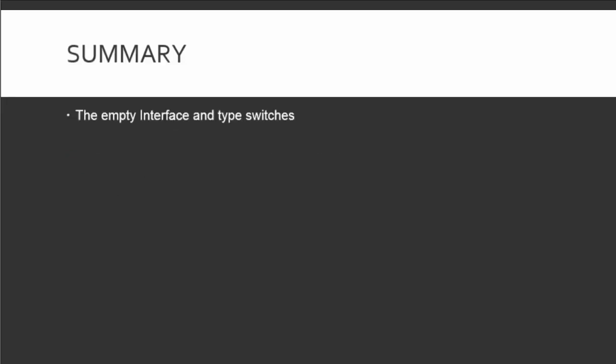And then we talked about the empty interface and type switches. The empty interface is nothing magic. It's just an interface defined on the fly that has no methods on it. Now, it's special in that every type in Go implements the empty interface. So you can store anything you want in a variable of type empty interface.